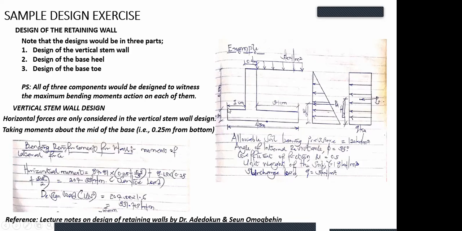0.5. So when you are designing a vertical stem wall, the first thing you have to know is that you only consider horizontal forces. The second thing is that you take moment of those horizontal forces about the mid of the base. And the mid of the base is 0.25. The width of the base is 0.5. So take note that you are taking moment of those horizontal forces about the mid of the base. And I think that should be quite evident.